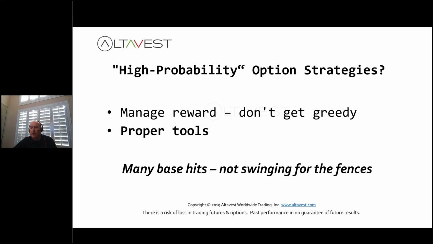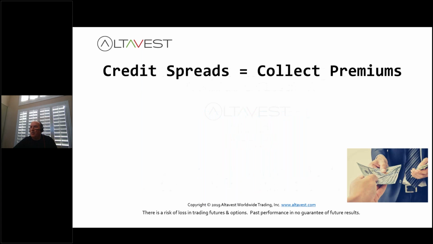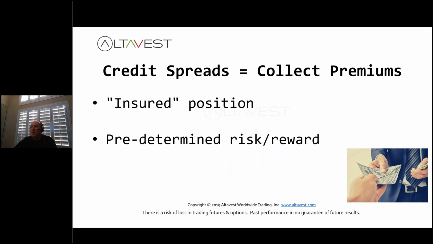And the first strategy we're going to talk about where we're collecting premium, these are really lots of base hits. We're not swinging for home runs and grand slams. And we're going to look at some non-directional strategies for premium collection. And also we'll look at a bearish strategy if you have a portfolio you'd like to hedge against any volatility. So credit spreads are always insured the way we do it, predetermined risk and reward. And they can even be non-directional.